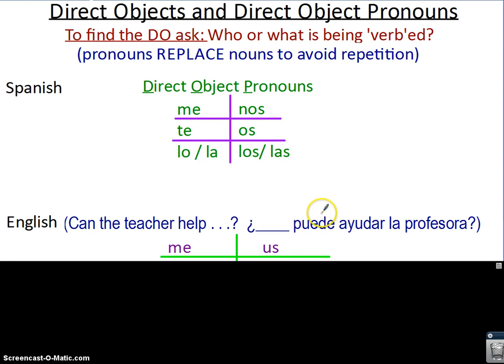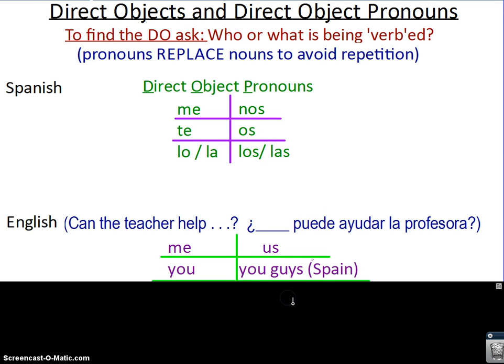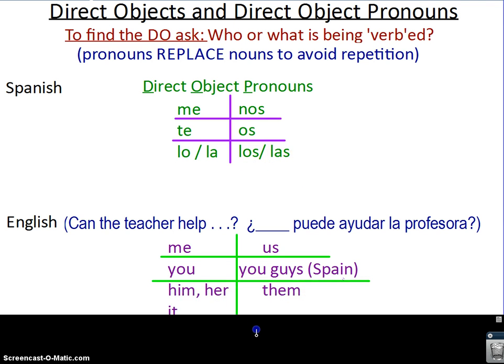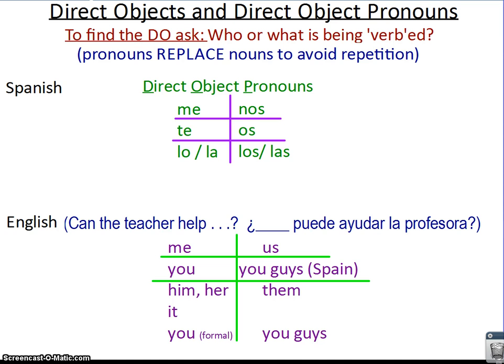If I had te in that sentence, it would be can the teacher help you? If it was os, can the teacher help you guys? Of course, we'd only use os in Spain. And if I have lo or la, los or las in this question, it'd be can the teacher help him? Can the teacher help her? Both of these could also be can the teacher help it? And you guys also know that you formal lives in this box as well. If I used los or las, it would be can the teacher help them or you guys? So please go ahead and write that down. You may need to press pause because I'm going to move on and press play again when you're ready.